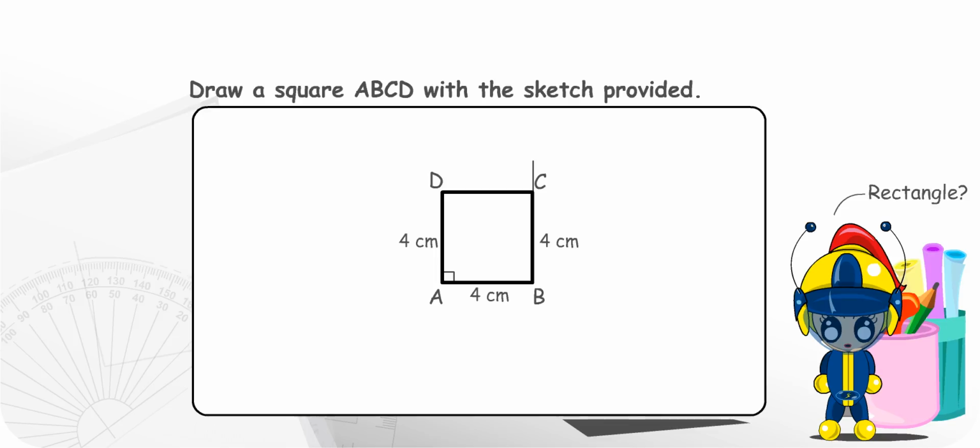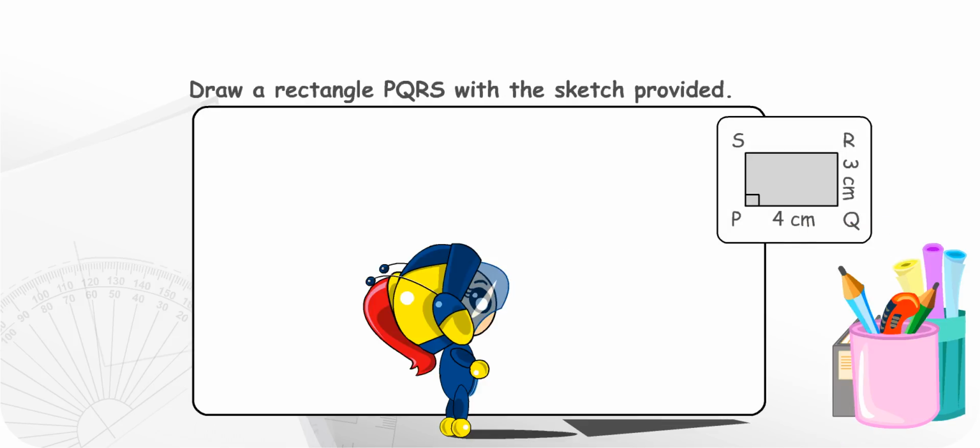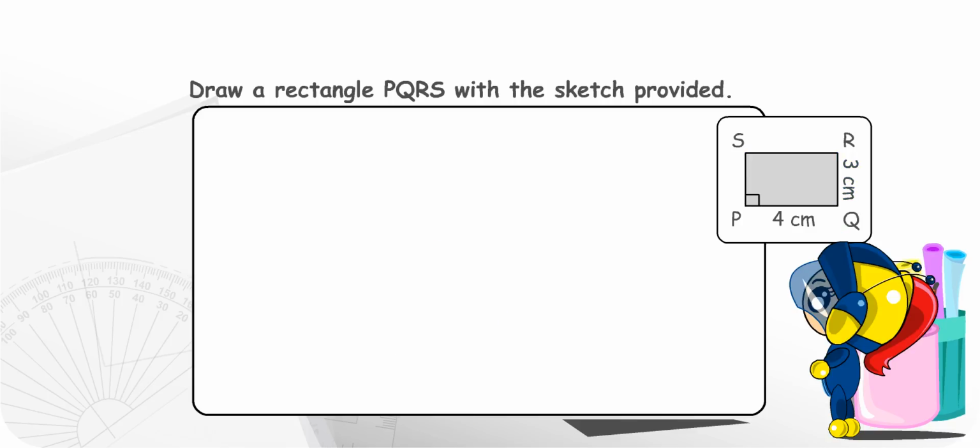What about a rectangle? Take a look at this sketch provided. The opposite sides of rectangle PQRS are equal. As such, PQ = SR = 4 centimeters. PS = QR = 3 centimeters. The steps are pretty similar to that of drawing a square.